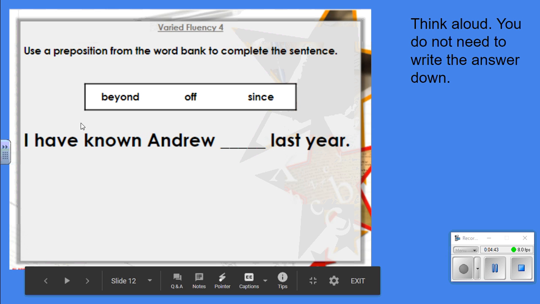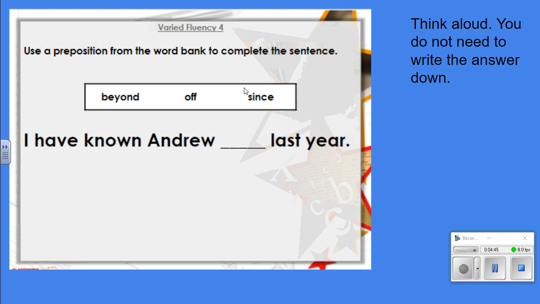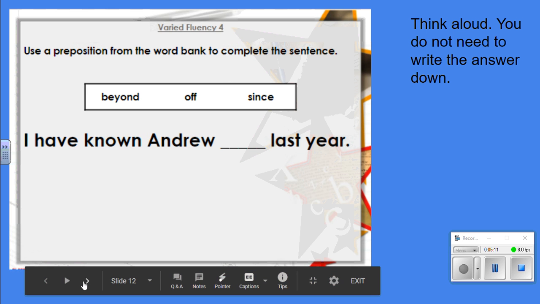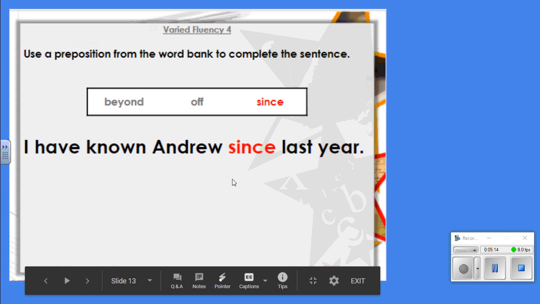Okay. Then we're going to use a preposition from the word bank, from this white box here, to complete the sentence. So which word in this box makes sense in this bit of the sentence? So I have known Andrew beyond last year. I have known Andrew off last year, or I have known Andrew since last year. Which word is the preposition that makes sense in this sentence? Okay, so the word was since. I have known Andrew since last year.